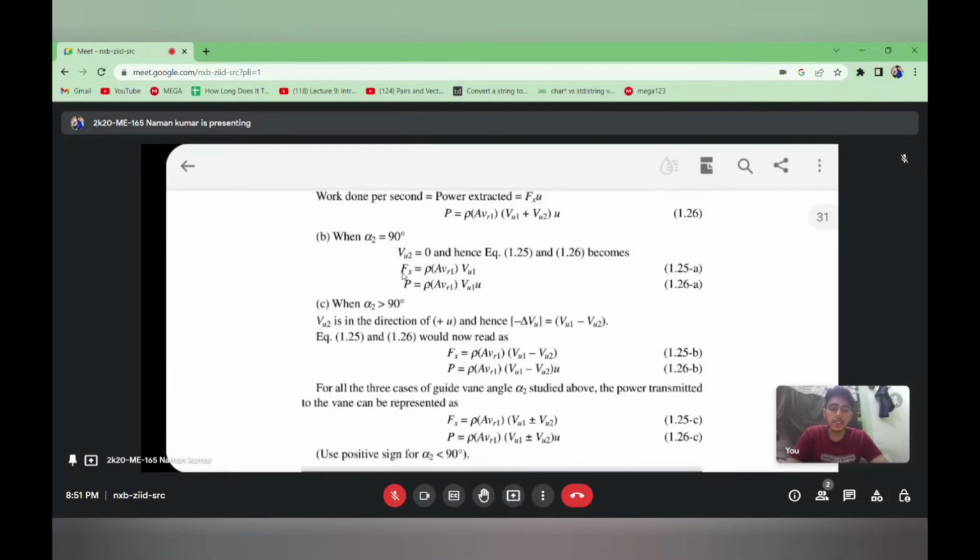And the equation 1.26c, here the power equation in the case where the water strikes tangentially on a series of vanes, not in a series of vanes, only a single vane. So here we use the power as rho a VR1 multiplied by VU1 plus minus VU2 multiplied by U. So first of all we have to see the velocity diagram.